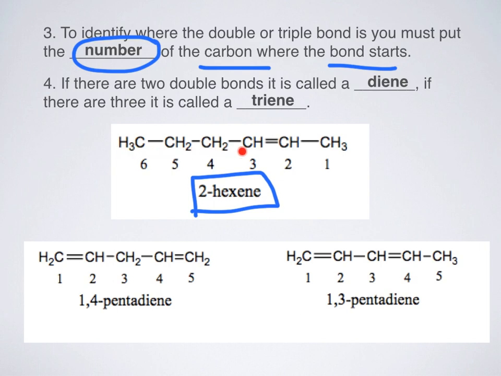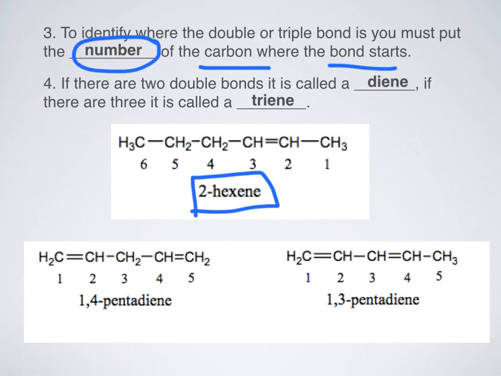Why didn't we start numbering the opposite way? Because then I wouldn't have a double bond until carbon 1, 2, 3, 4. So carbon 4 would have this if I were numbering it the opposite direction. So remember, I want to hit my double bond as quickly as possible, and I want to make sure that I tell where that double bond is.